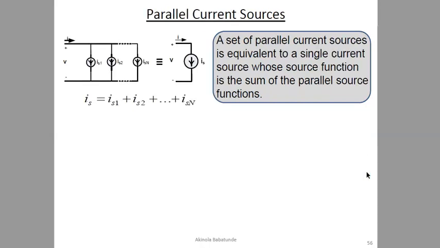Then we have the parallel current sources. In this particular case, you can see that the current sources are connected in parallel. The equivalent current will be equal to the summation of all the current sources. So IS will be equal to IS1 plus IS2 plus ISN, and then this is going to be the equivalent circuit. A set of parallel current sources is equivalent to a single current source whose source function is the sum of the parallel source functions.